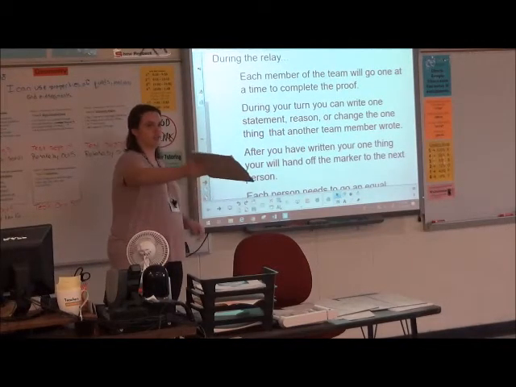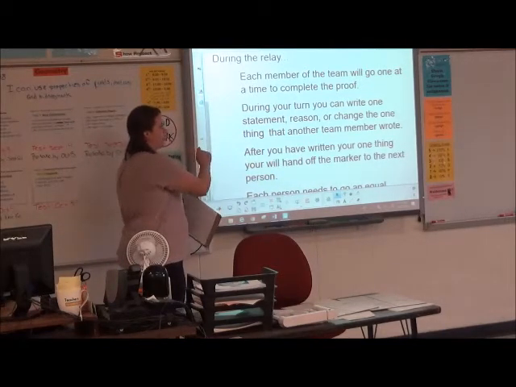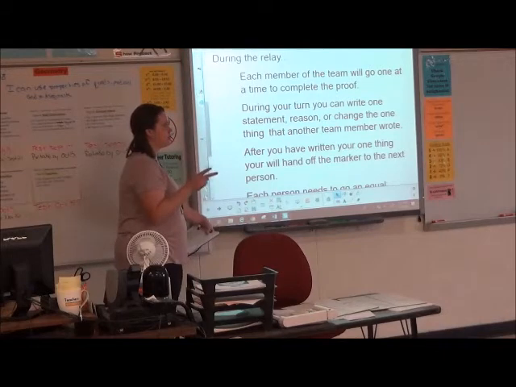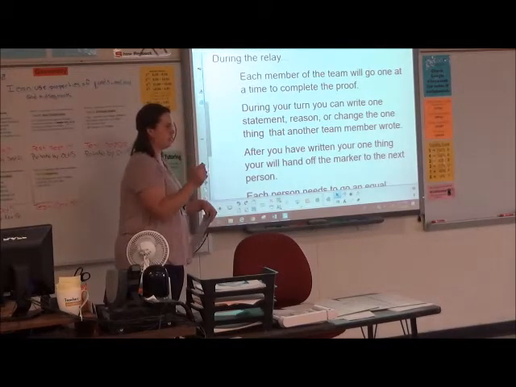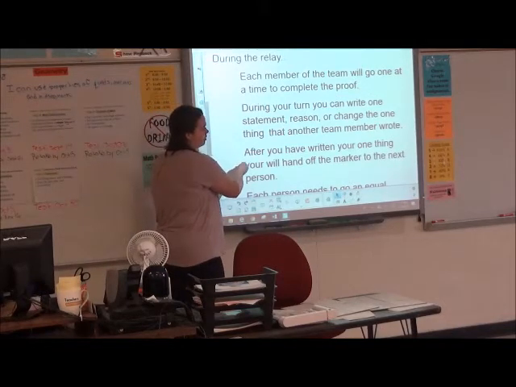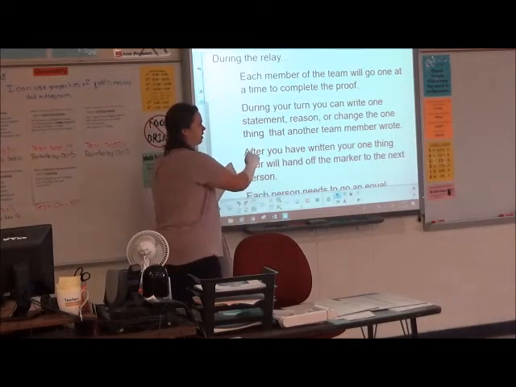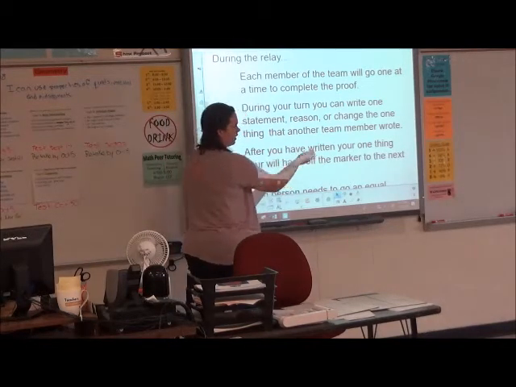So, like if this group here is a team, you'll come up first and write something, and you can write one statement, one reason, or change something. So you can't write a statement and a reason. So I could come up and write angle 1 and angle 2 are congruent, and then I would have to pass it off to Emma, and then Emma would have to come up and write vertical angles.